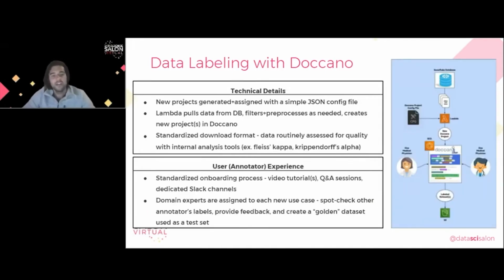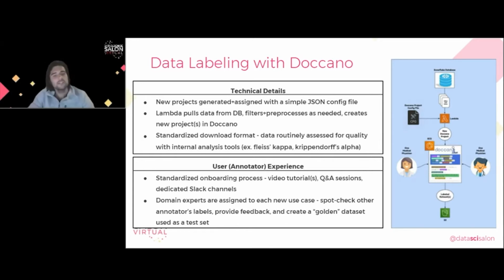Now let's take a look at how Doccano can be used as part of a streamlined clinical text annotation process in practice. The first step is creating a new project, or a collection of text records, in Doccano. We're able to generate a new project by publishing a small JSON configuration file, 10 or so lines. This fires a Lambda function, which pulls relevant data from the desired database, filters and preprocesses the text as needed, and then creates the project and adds the requested annotators.